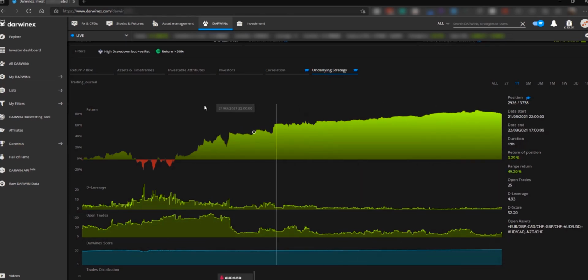So in the top section here, obviously we have the equity curve itself. And underneath that, we have a measure of what's called D-leverage. And this is a proprietary measure of leverage used by Darwinex.